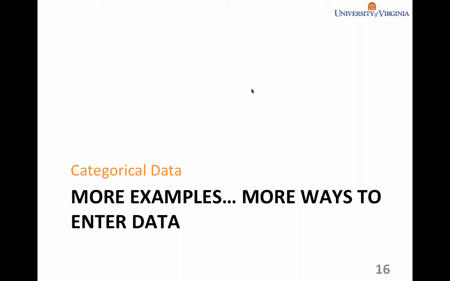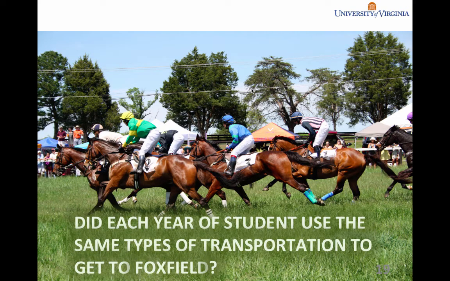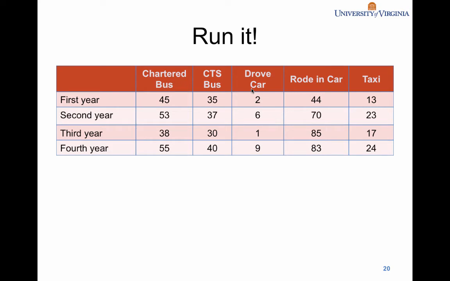So now we're going to look at another example of doing statistical analysis with non-interval or ratio data. In this case, it's about ways that students got to a nearby event called Foxfield, which is a horse racing event that students go to annually. And our question is, did each year of student use the same types of transportation to get to Foxfield? We have actual data from this from a few years back. This is some of the actual data.